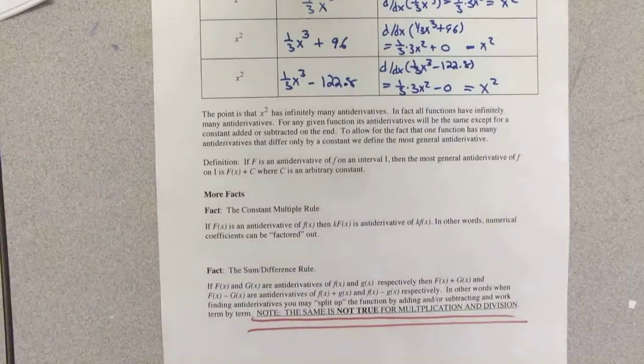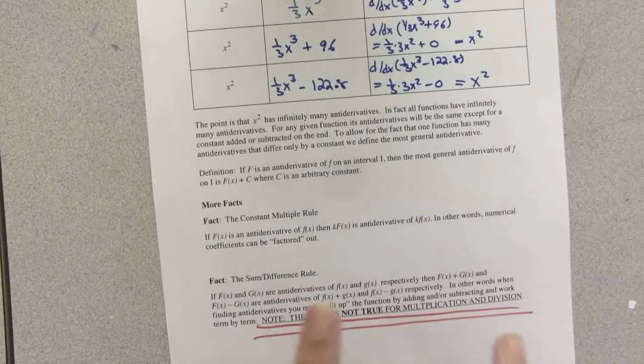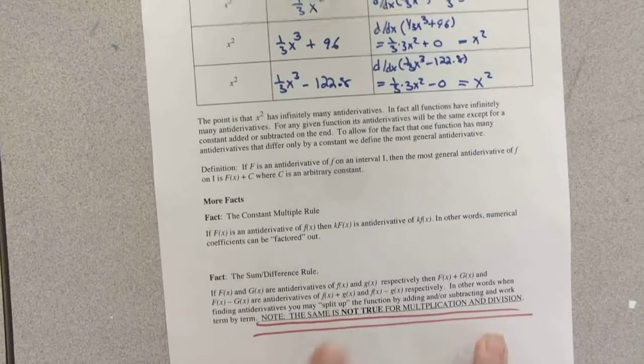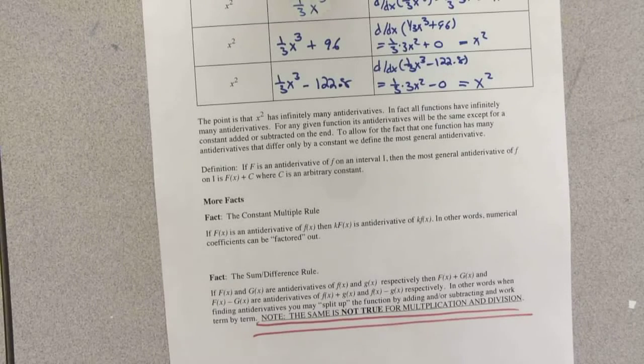Note, it is not true for multiplication and division, just like it wasn't true in differentiation. In differentiation, when you had a product or quotient, you either simplified it first or used the product rule or quotient rule. It was special and sometimes hard in differentiation, therefore it's going to be special and harder in anti-differentiation.